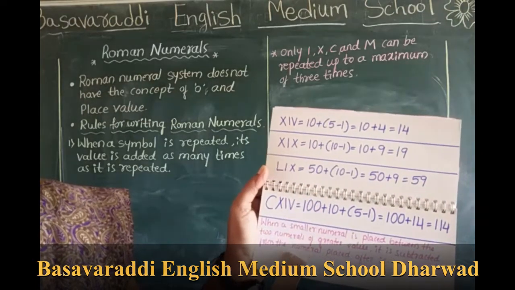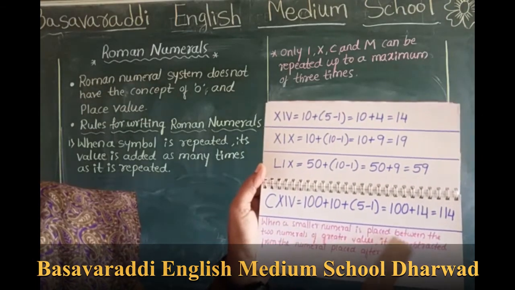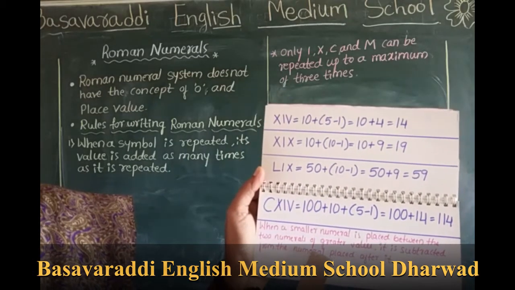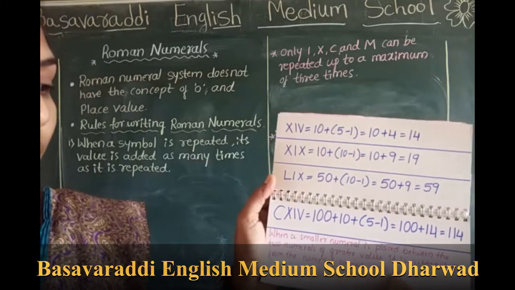So once again, when a smaller numeral is placed between two numerals of greater value, it is subtracted from the numeral placed after it.